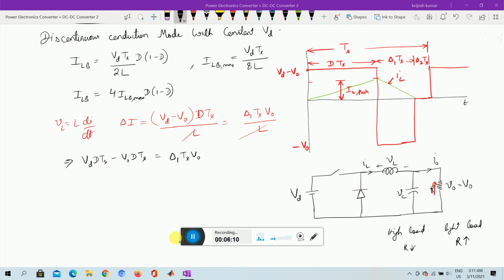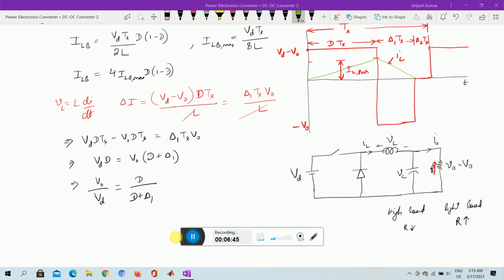Here the V0 term we can take common, so Vd into d, Ts is cancelled out in all, this is V0 into (d plus del 1). So we can write here V0 by Vd is equal to d by (d plus del 1). So what is the thing is that Vd is constant and V0 by Vd will give you this relation.